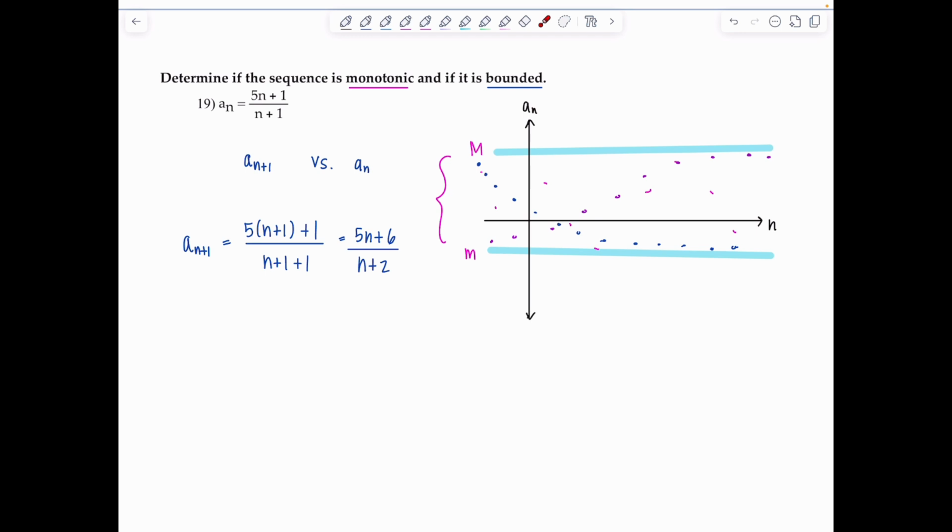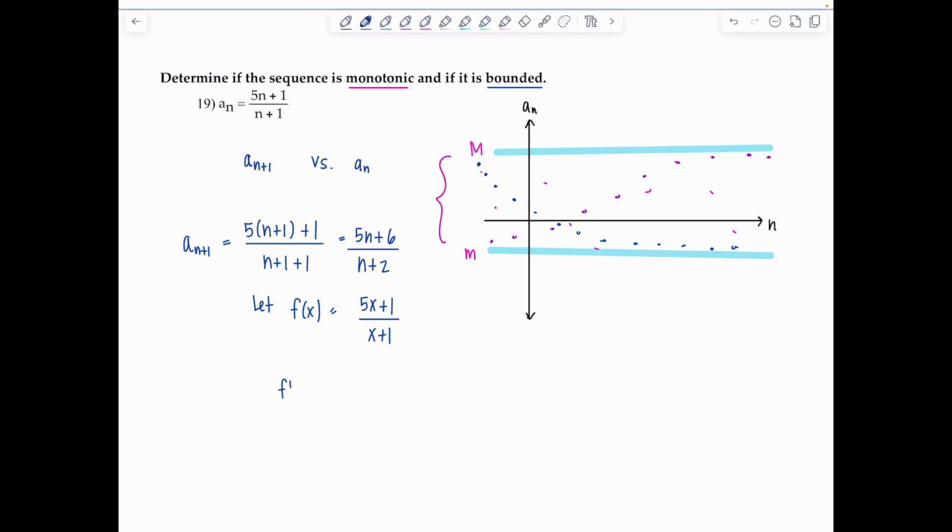So when that happens, you can say, all right, let me take the derivative, because I know if a derivative is positive, that tells me a function's increasing. And if a derivative is negative, then the function's decreasing. But again, you can't differentiate the terms of a sequence, so you have to redefine a function. Let f of x be 5x plus 1 over x plus 1. So then we're going to look at f prime of x now, okay?